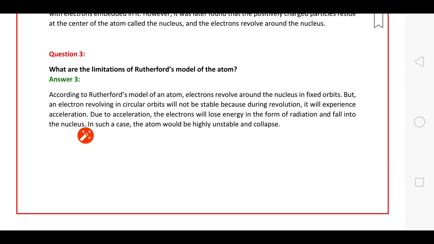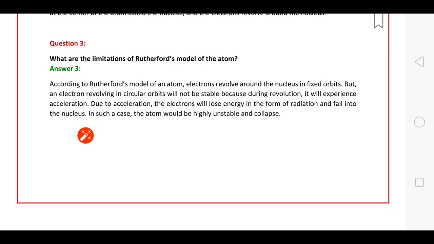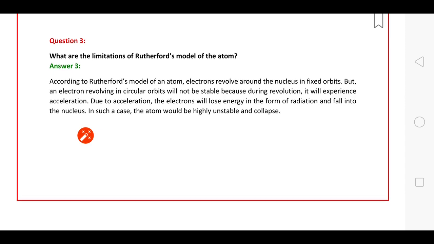Next question is, what are the limitations of Rutherford's model of the atom? According to Rutherford's model of an atom, electrons revolve around the nucleus in fixed orbits, but an electron revolving in a circular orbit will not be stable because during revolution it will experience acceleration. Due to acceleration, the electrons will lose energy in the form of radiation and fall into the nucleus. In such a case, the atom would be highly unstable and collapse.